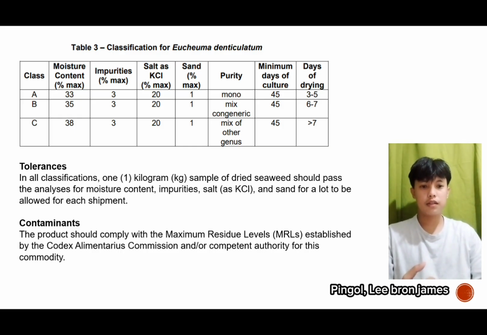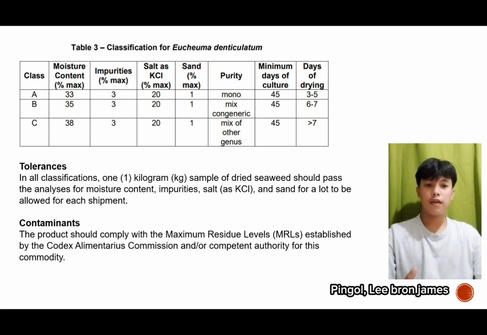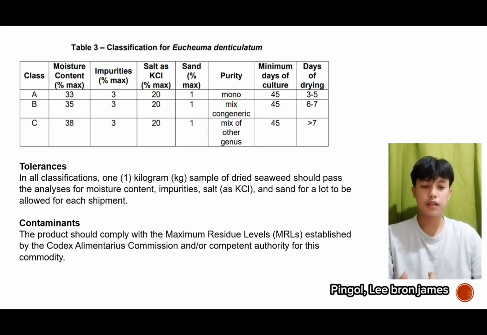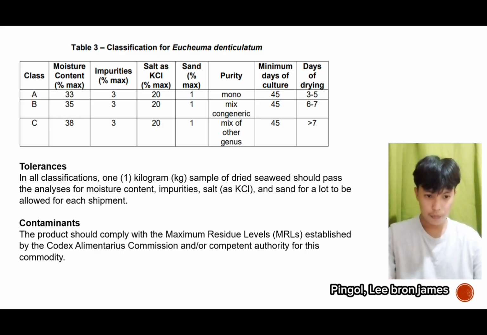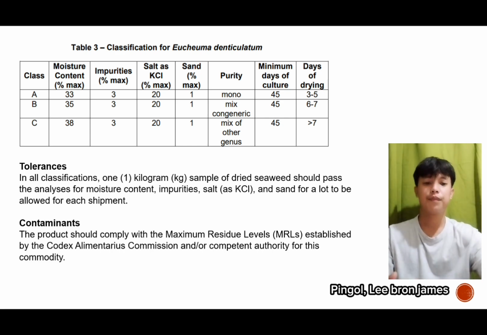So next is contaminants. This rule says that the seaweed must meet the maximum residue levels or MRLs set by the Codex Alimentarius Commission or other authorities. In simple terms, this means the product must be free from harmful chemicals or substances that could be dangerous to consumers. So in short, both of these parts ensure that our dried seaweed is safe, clean, and high quality before it reaches the market.